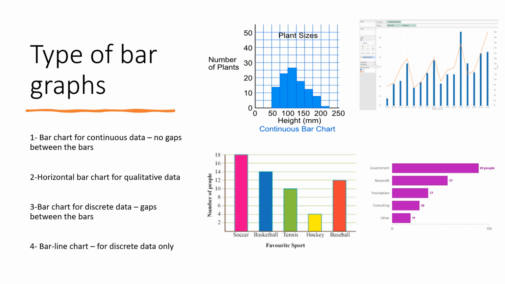Next is the bar chart for discrete data, with gaps between the bars, which is showing you the favorite sports, but remember there have to be equal gaps between the bars. And the final one is the top one, which is the bar line graph. Again, it is a very rare occasion that you will be asked to do that in GCSE science, but I just thought I'd show you all the different types.